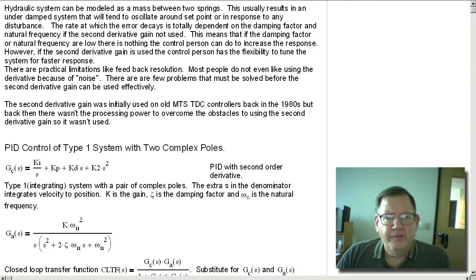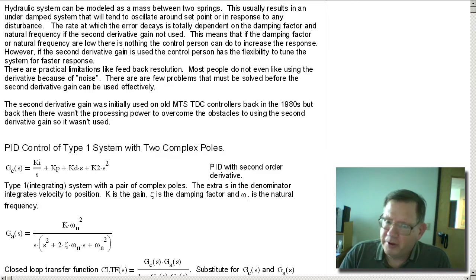Hello, this video is about why you should use a second derivative gain, or why PID 2. The second derivative gain is the gain that is multiplied by the error in acceleration, whereas the derivative gain is multiplied by the error between the target and actual velocity.